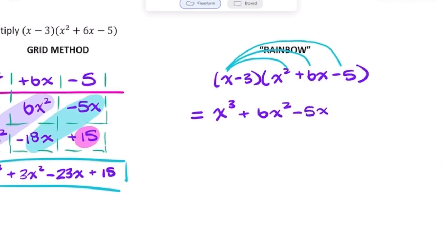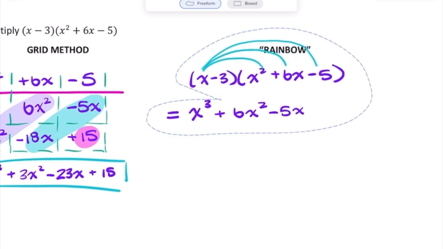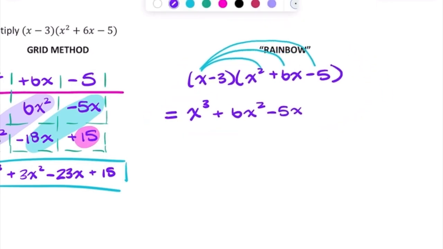Now, of course, I might have run out of room here. I'm going to shift things over just a little bit. Of course, that negative 3 also needs to distribute to everything in that second bracket. So negative 3 being distributed to the x squared gives me negative 3x squared, negative 18x, and positive 15.